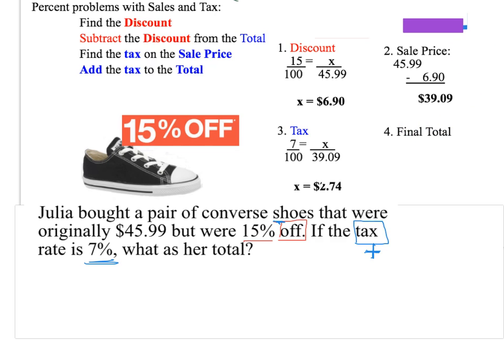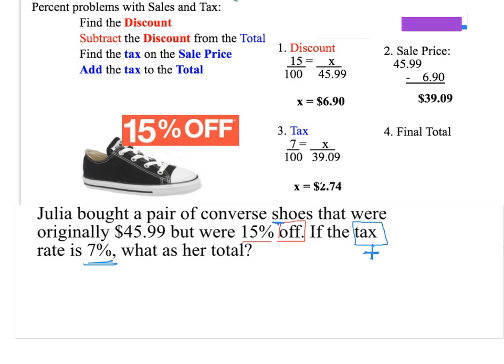Finally, once we have the tax, we need to add it. So go ahead and find the final total. All right, so you should have added the $2.74 to your sale price to get a total of $41.83.